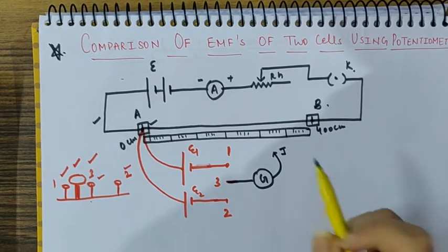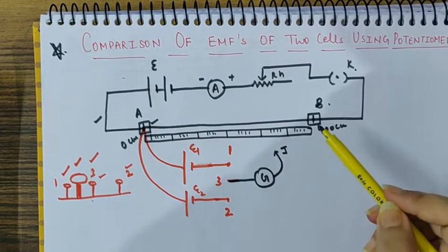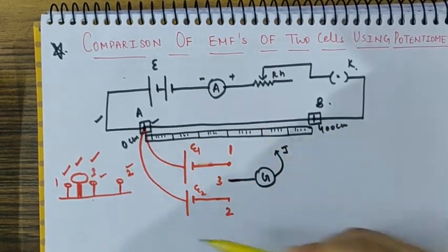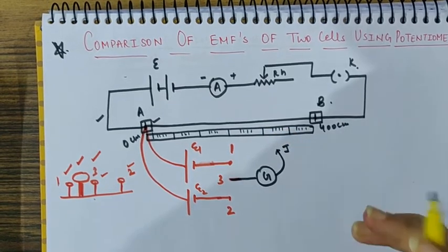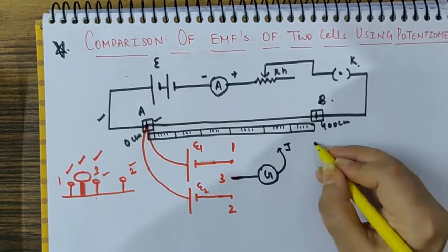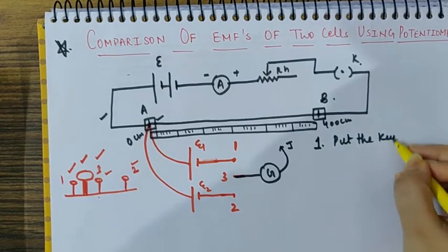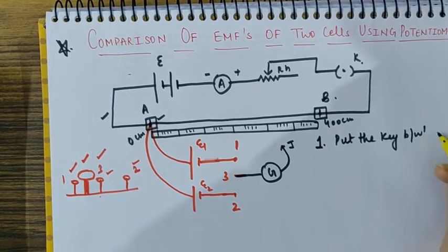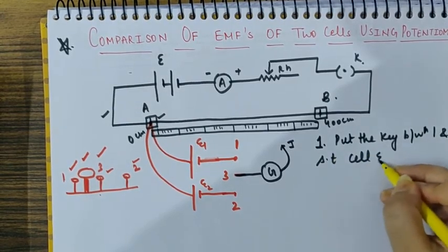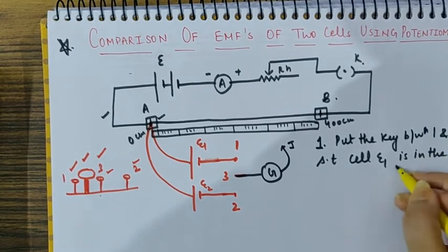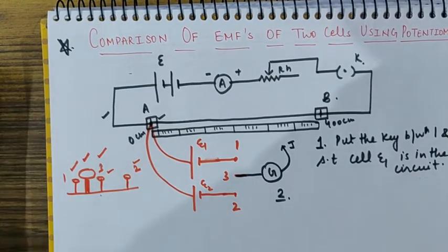We'll study that. First of all, you will put in the key and maintain a constant flow of current through the wire, and then make the connections that we are watching in the circuit diagram. After connecting, first of all, put the key between points 1 and 3, such that cell E1 is in the circuit. Now as you have cell E1 in the circuit, what is the next point that you are going to do?